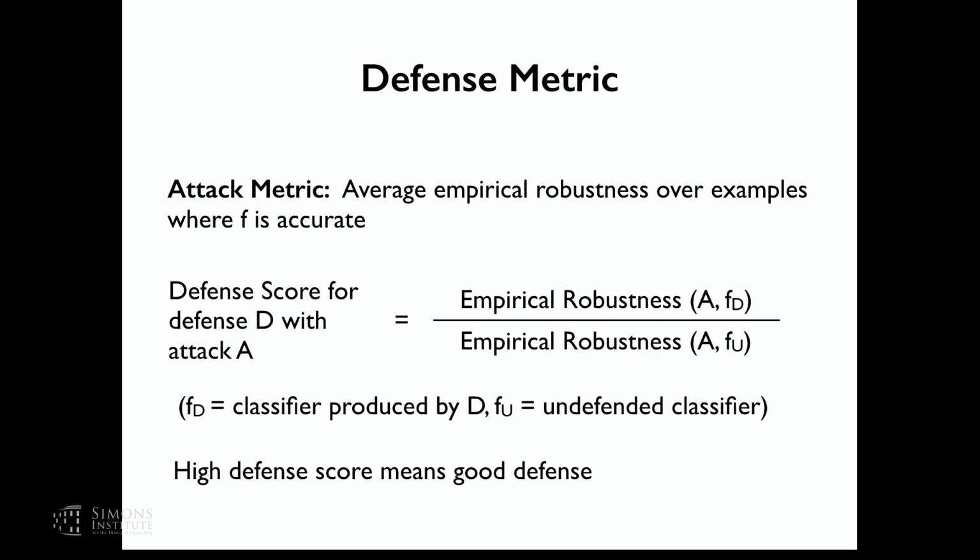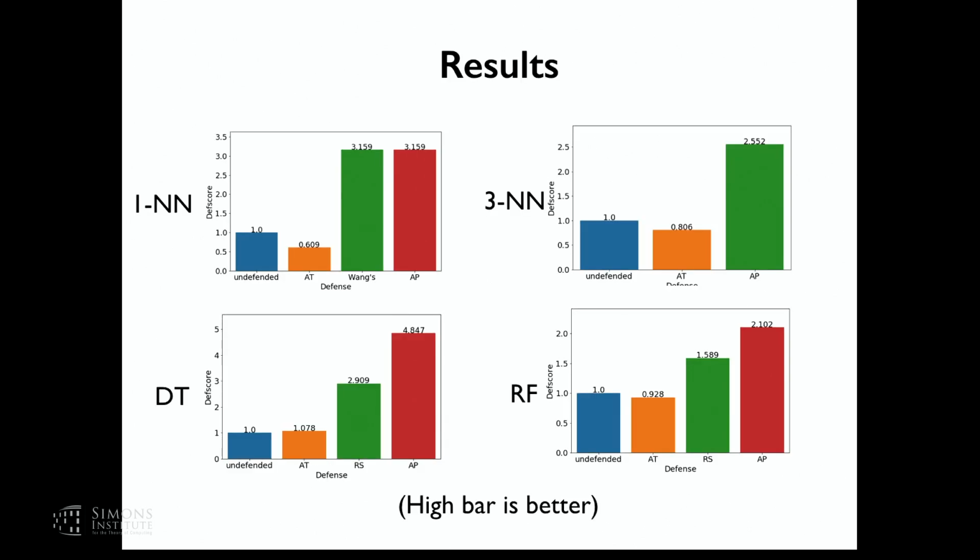Okay. So for defenses, what we would do is look at the empirical robustness of a defended classifier over the empirical robustness of the undefended classifier. So that's kind of our defense score. So a high defense score means the defense is actually good, right? And if you have a standard undefended classifier, then its defense score should be 1, okay? And here are some results. So here the high bar is a good thing, right?